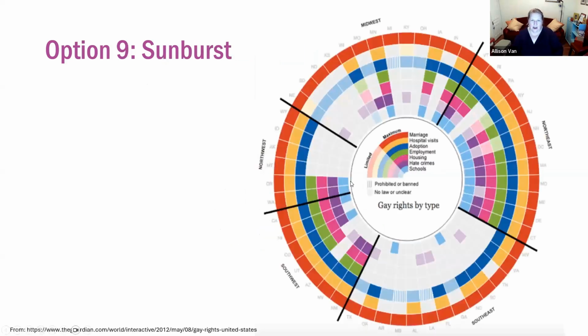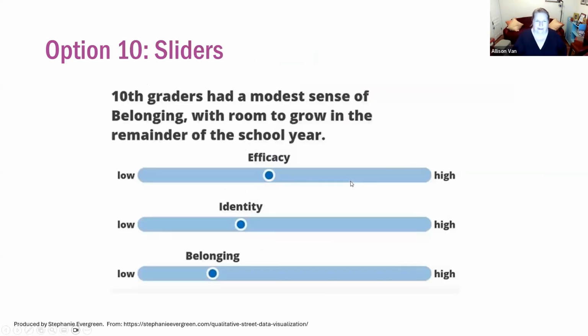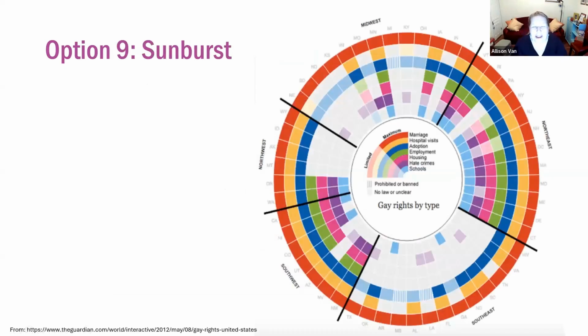Okay, a sunburst, option 9. Oh, I have nothing to say. Okay, so this was done by The Guardian. And again, it's a huge amount of data. So around the outside, you have every US state broken out into regions. And then you have this great legend built right into the center that tells you what the color coding is, but you get the general gist, and you can always go back and refer back to this as you're looking at things.